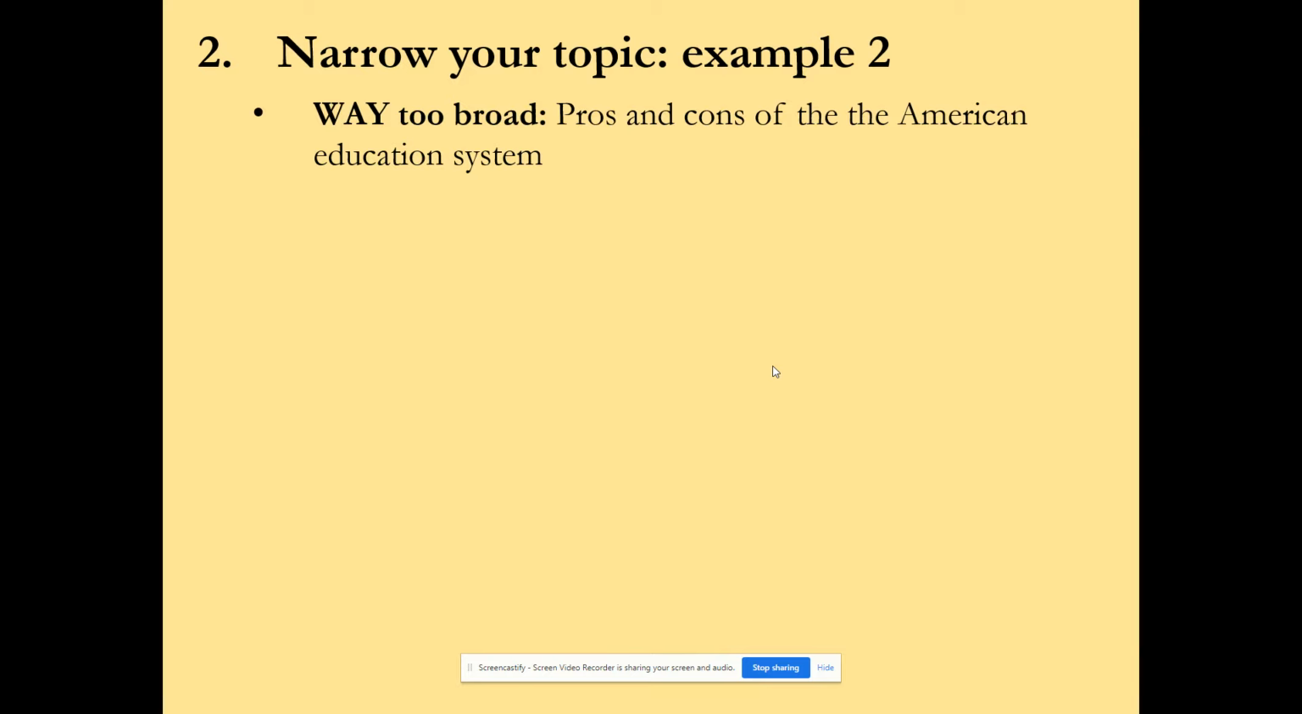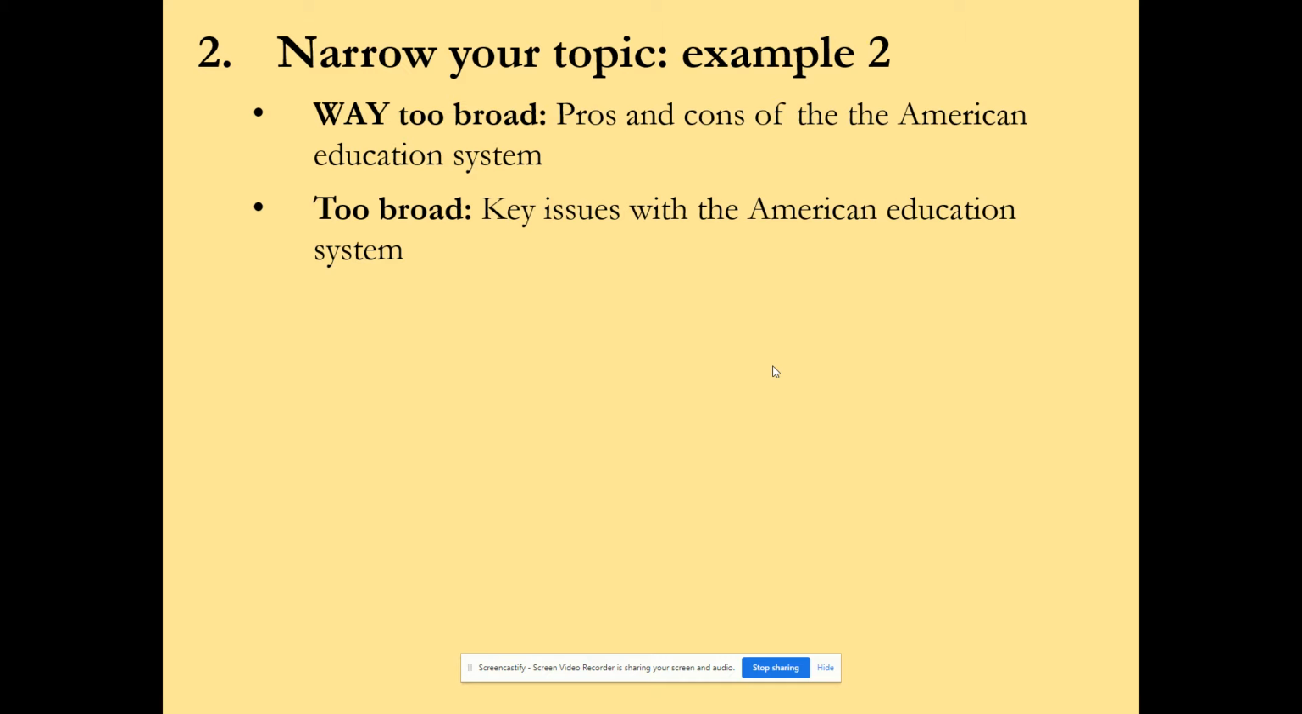This one is way too broad, right? The pros and cons of the American education system. Like American, are we talking kindergarten? Are we talking sixth grade, middle school? Are we talking high school? Are we talking California? So, if we're talking California, Bay Area or rural California, Northern California, Southern California, right? This applies to so many people, so many places, so many time frames that it's too broad.